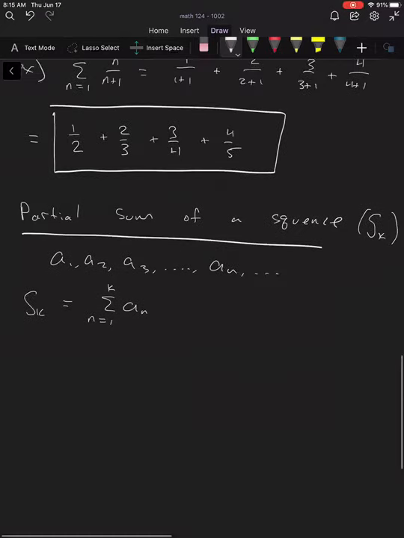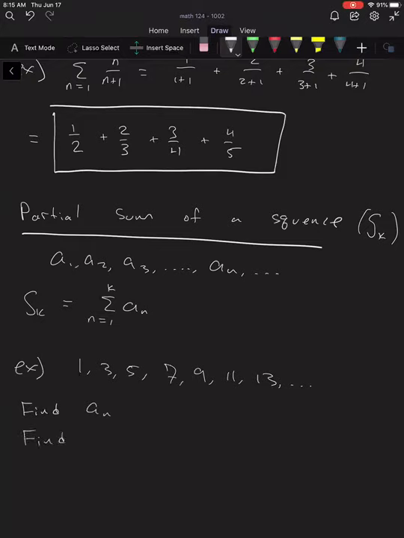A quick example of this: say we have a sequence like 1, 3, 5, 7, 9, 11, 13, and this goes on and on. All we're doing here is we start with 1 and we keep adding 2. We can do two things in this problem. First, let's find a general form for an. And also let's find S4 and S9. So let's add up the first 4 and then we'll add up the first 9.